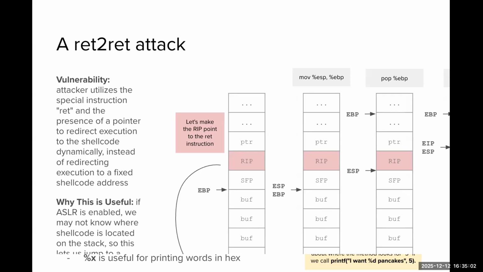Okay, so back to ret-to-ret. If we do randomize those sections, a problem that causes for attackers is we won't know where the address of shellcode is.